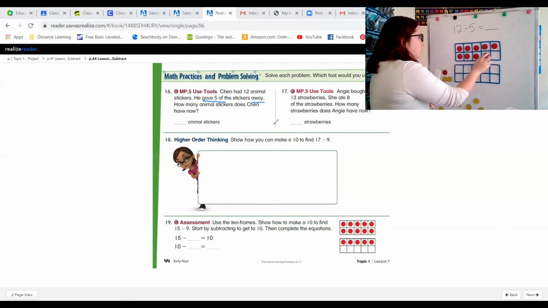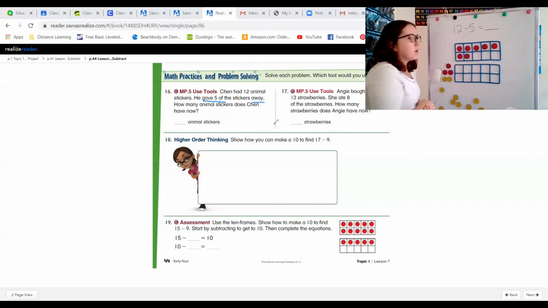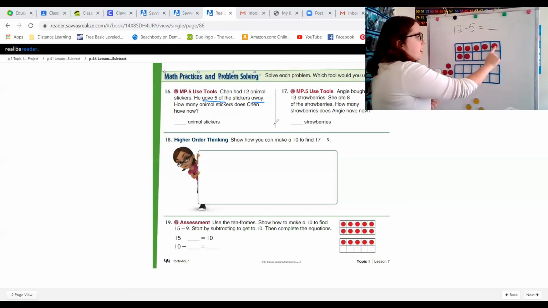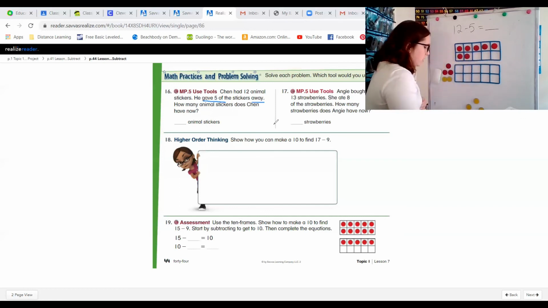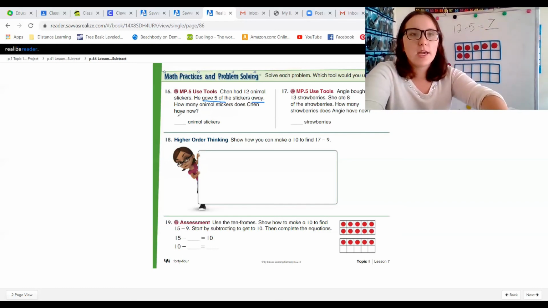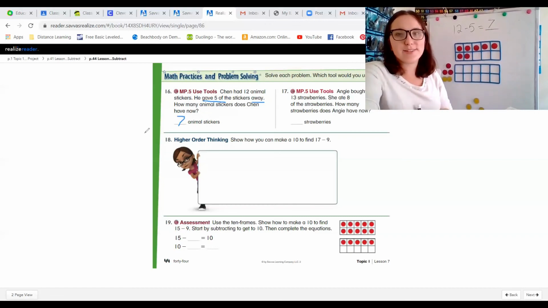So 1, 2, 3. Notice that I took away 5 counters. So 12 counters, take away 5 of them. Let's see how many we have left. 5, 6, 7. So that means Chen now has 7 stickers. Okay. So we can write 7 animal stickers. That's how many he has left.